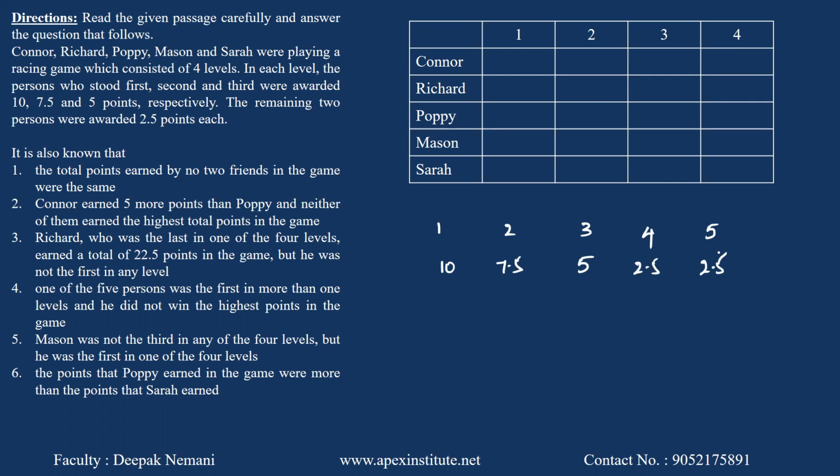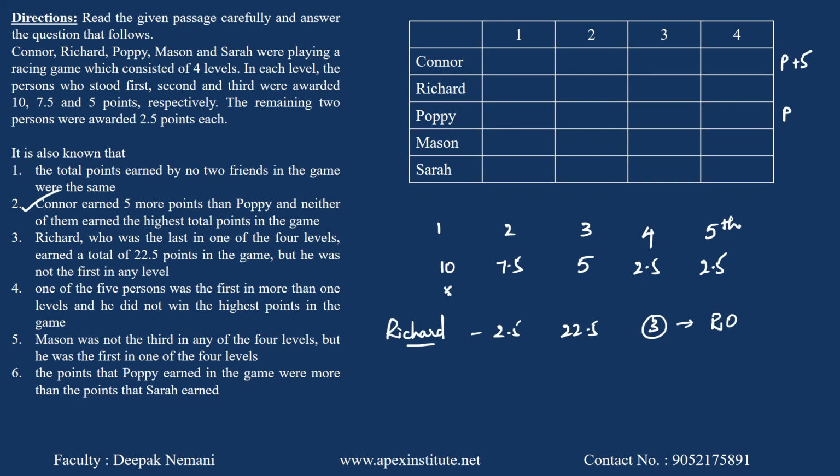Now Connor earned 5 more points than Poppy. So if Poppy earned P, Connor has earned P plus 5, the sum of the total points he has got in each level. Now Richard was last in one of the 4 rounds, so he fifth in one of the rounds and has 2.5 points in that level. He earned a total of 22.5 points, and in the remaining 3 levels he has earned 20 points, but he was not the first in any level.